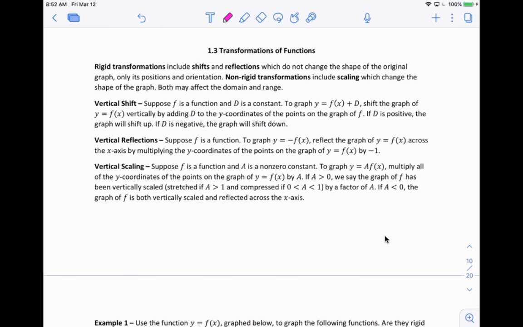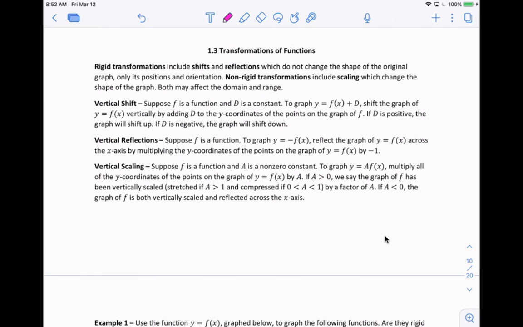Then you've got non-rigid, which is the opposite of that: your stretches and your shrinks, all roped into what we call scaling. This first video is going to focus on what happens going up and down. We're not actually going to separate rigid and non-rigid motions. We're going to look at them together, but more by what affects your y, your outputs, and what affects your x, your inputs.